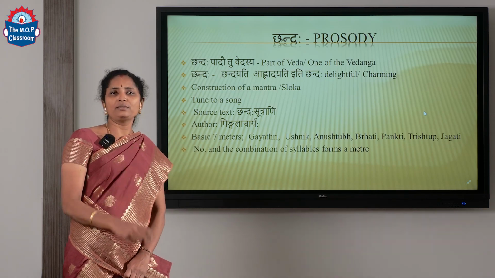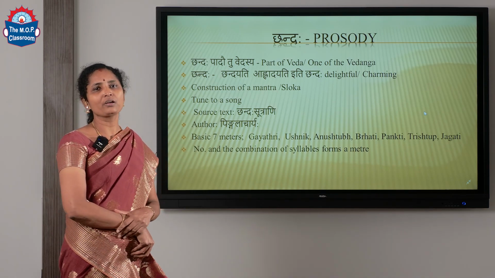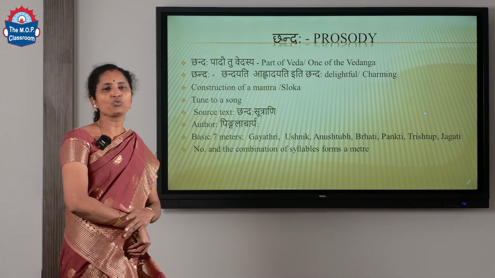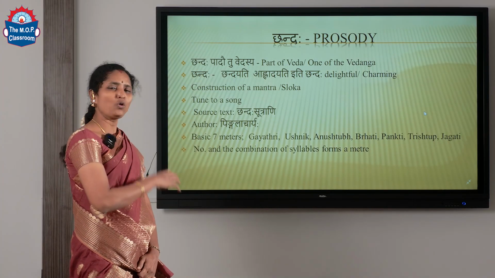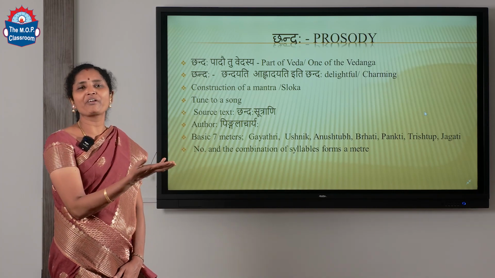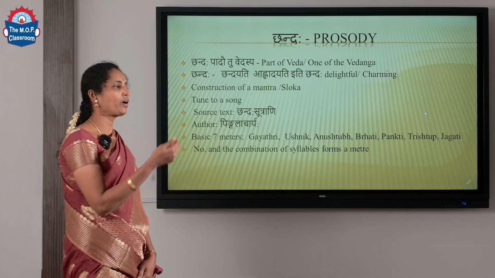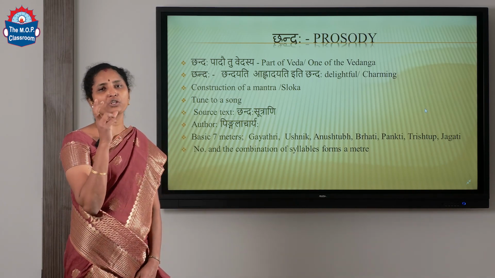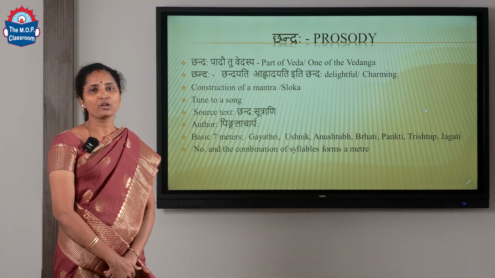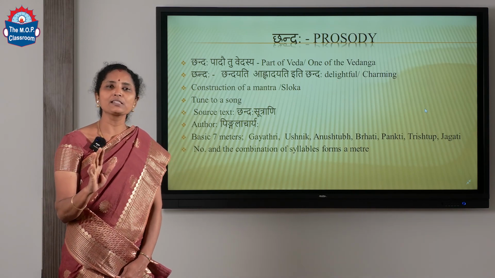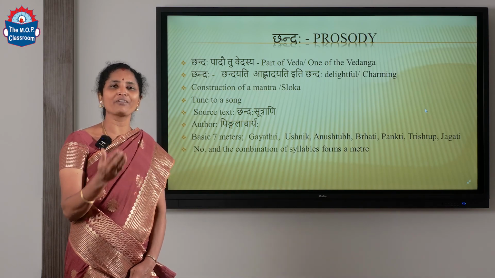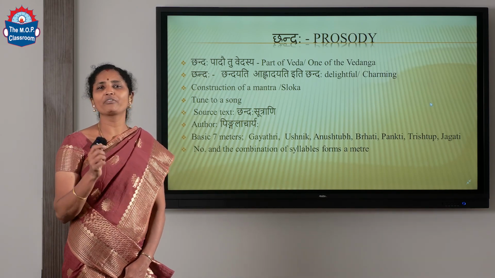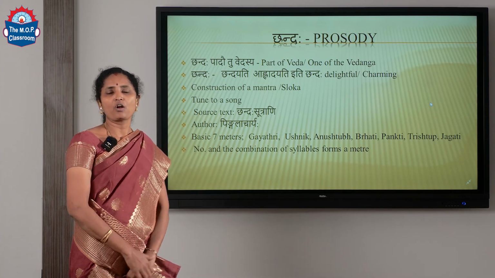The basic chandas, there are 7 in number, which are often used: Gayatri, Ushnik, Anushtup, Brihati, Pankti, Trishtup and Jagati. How these are named and how they differ from each other is based on the number of syllables and the combination of syllables present in the verse. So basically, Chandas is for a Padyam, the construction of a mantra or construction of a shloka. This is called Chandas.